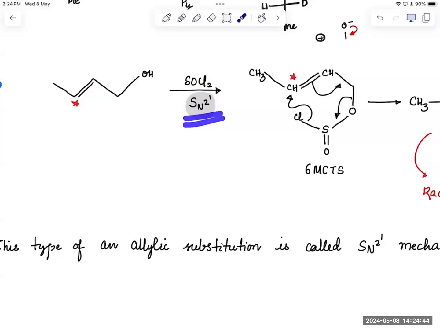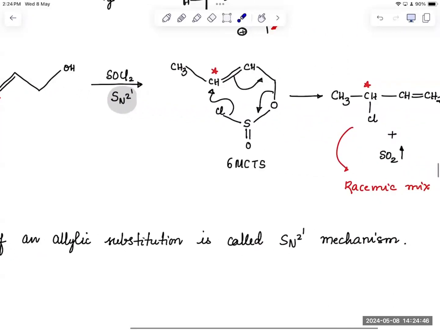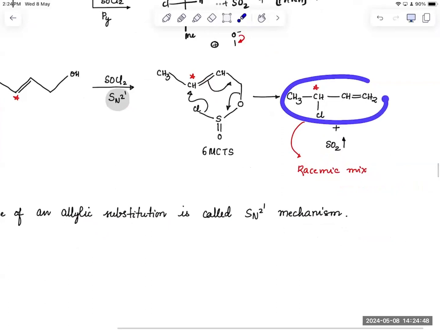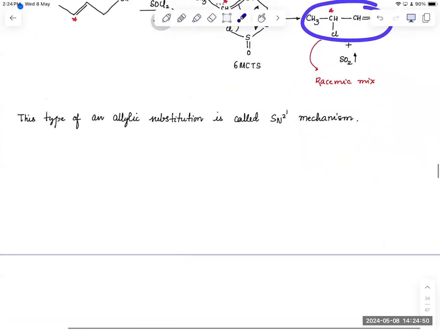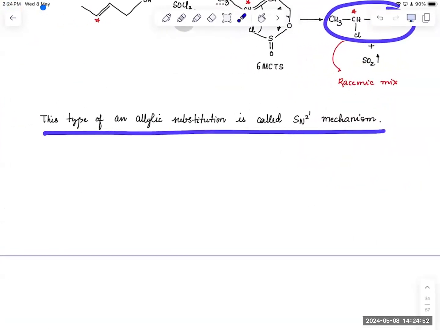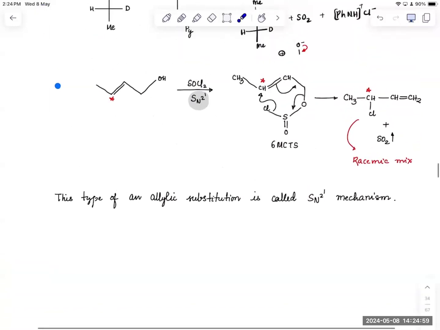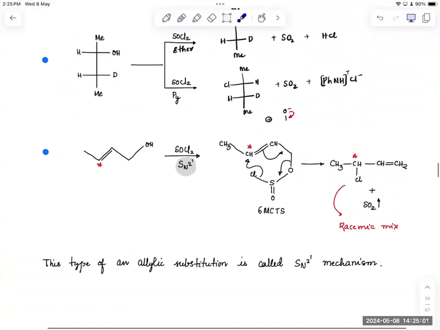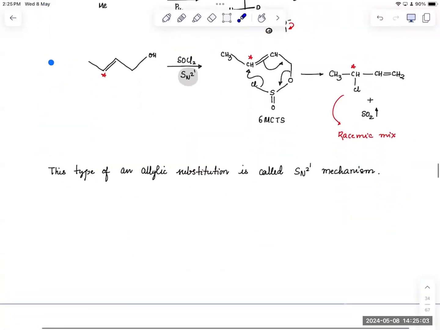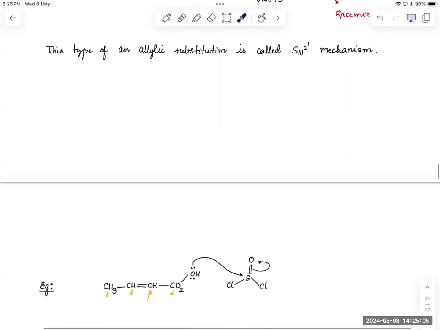Clear everyone? This is the SN2 dash reaction. So that would make this the product. This type of allylic substitution is called the SN2 dash mechanism. This week you may also get allylic substitution as a question, so be careful with it. Everyone understood that? Right.